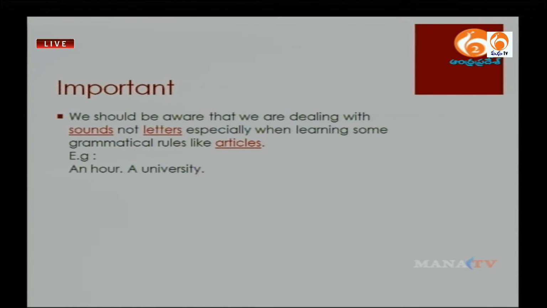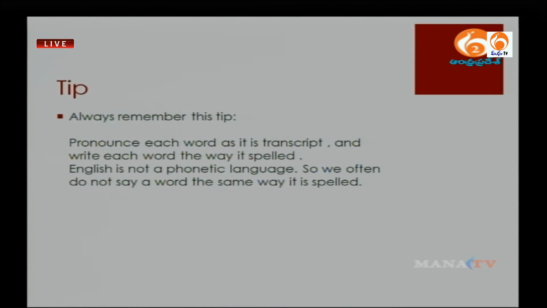So let's look at certain other words, or let's look at this tip of the day. Always remember this tip: pronounce each word as it is transcribed. I'll give you a more detailed explanation about the word transcribed, and write each word the way it is spelled. English is not a phonetic language, so we often do not say a word the same way it is spelled. English is a non-phonetic language. The way we pronounce the word is not the way we write the word.